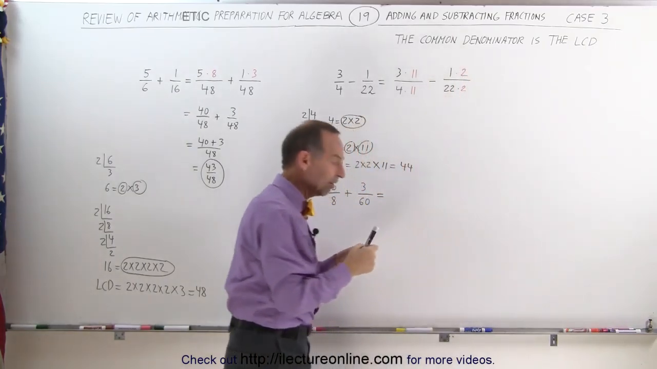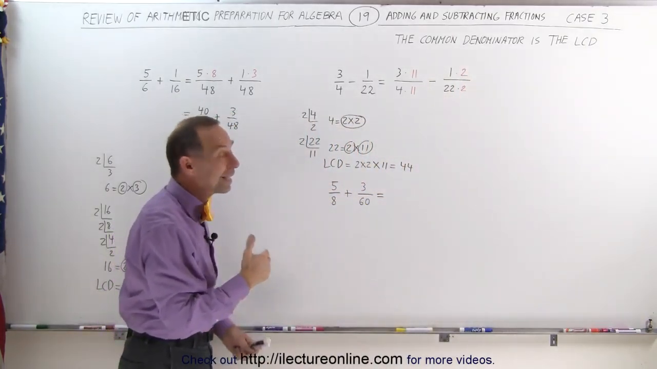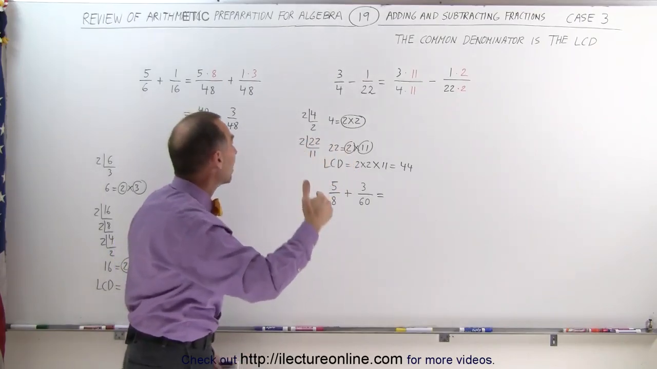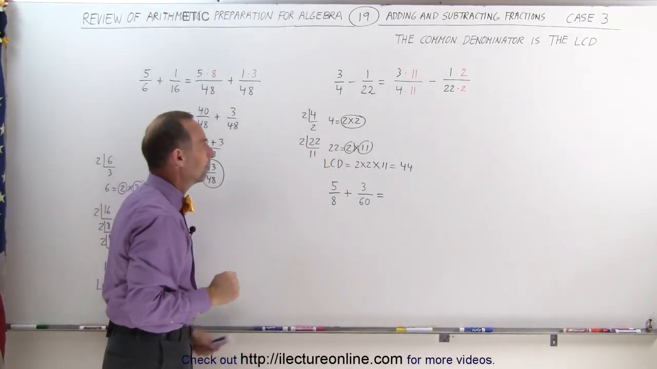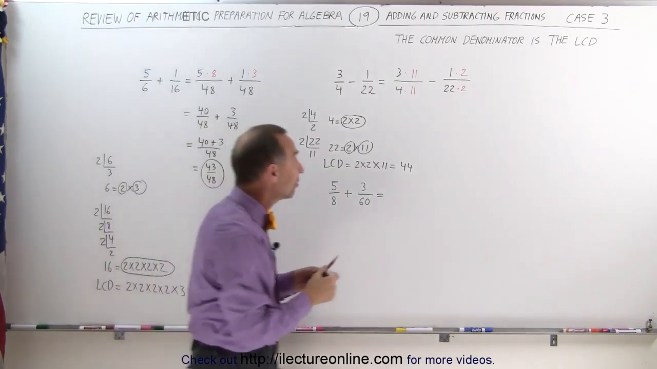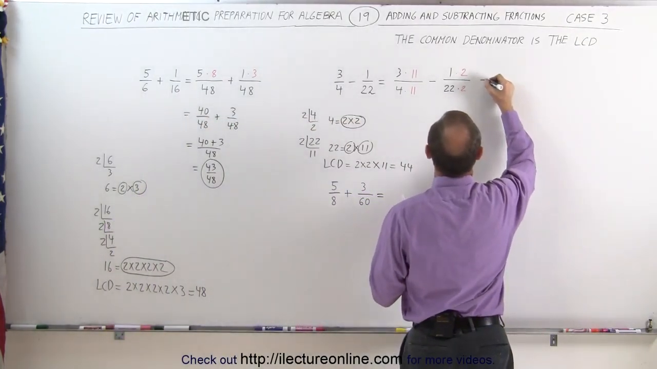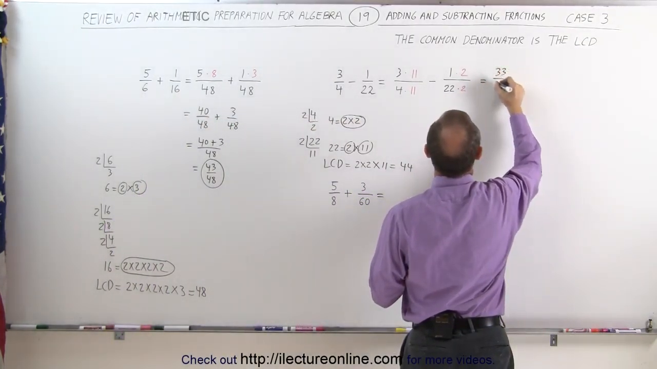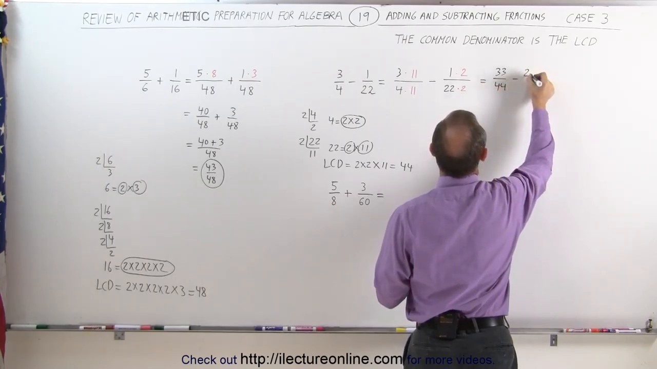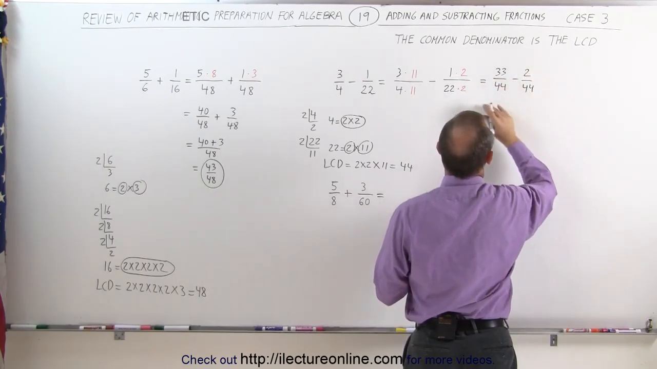Minus 1 over 22, what do I need to do to the denominator to make it into a 44? I need to multiply the denominator times 2, which means I must also multiply the numerator times 2. This is just to illustrate that I was doing the exact same thing to the numerator as the denominator, just like I did over here.